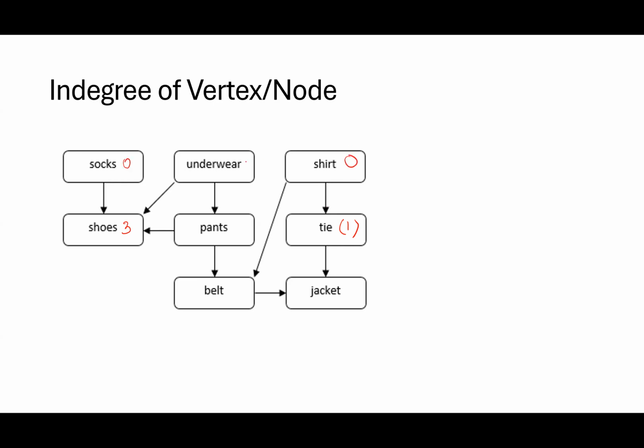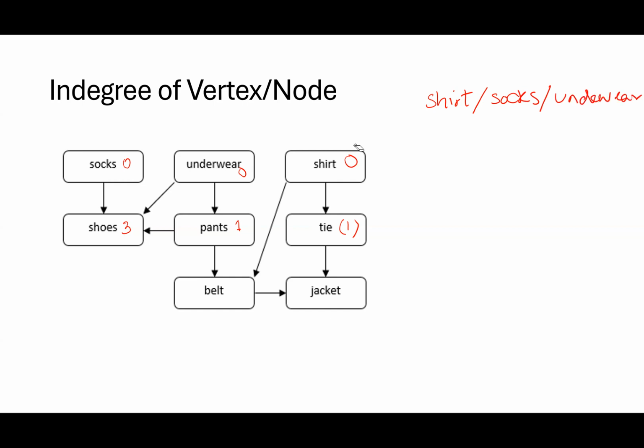Socks, they are not dependent on anything, right? Shirt is not dependent on anything. Underwear is not dependent on anything. Pants is dependent on one component, right? So can we say that if we can calculate the in-degree of the vertices, we can start with the in-degree which is 0. So we can either start with shirt, we can start with socks, we can start with shorts or underwear, right?